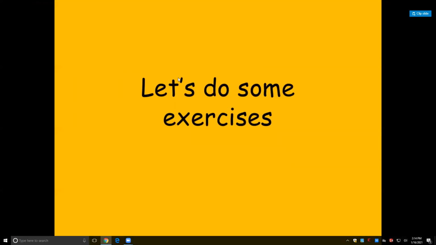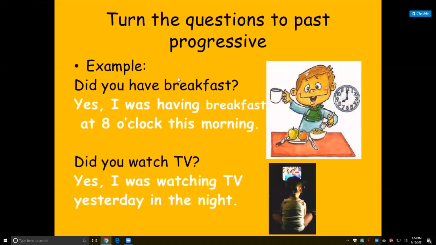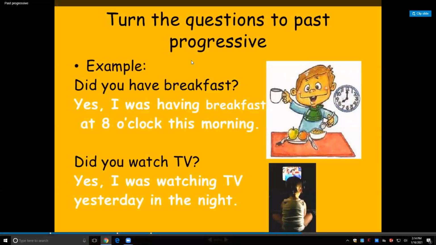Let's do some exercises in order to know whether we have understood it or not. Now turn the questions into past progressive examples. Did you have breakfast? For example, if you had breakfast at 8 o'clock, you can see this clock here, it's 8 o'clock. What were you doing? You were having breakfast. Did you have breakfast? Yes, I was having breakfast at 8 o'clock this morning.